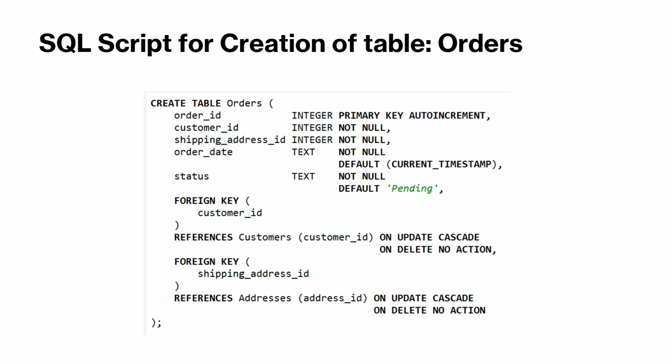So similarly, here is the SQL script for creation of the table orders. Here order ID is the primary key. We have made the status pending as the default, and here the foreign key and references are defined, with on delete no action, which means that if there is an attempt to delete, there will be no effect.